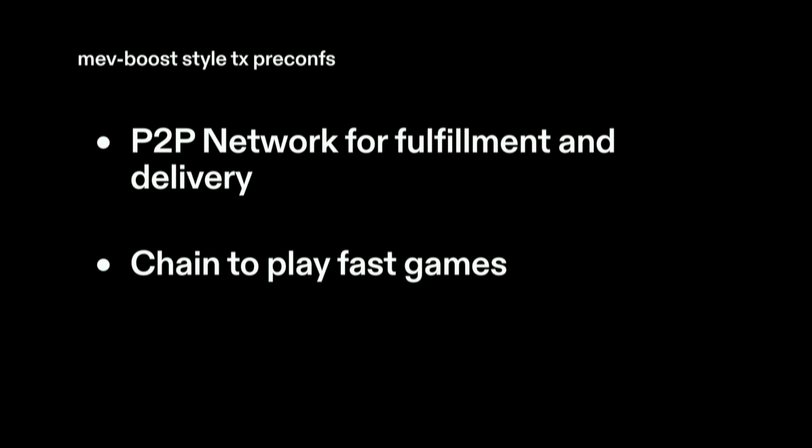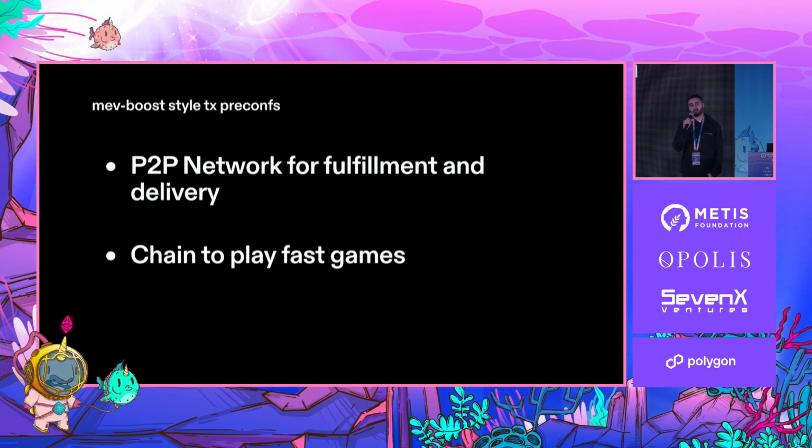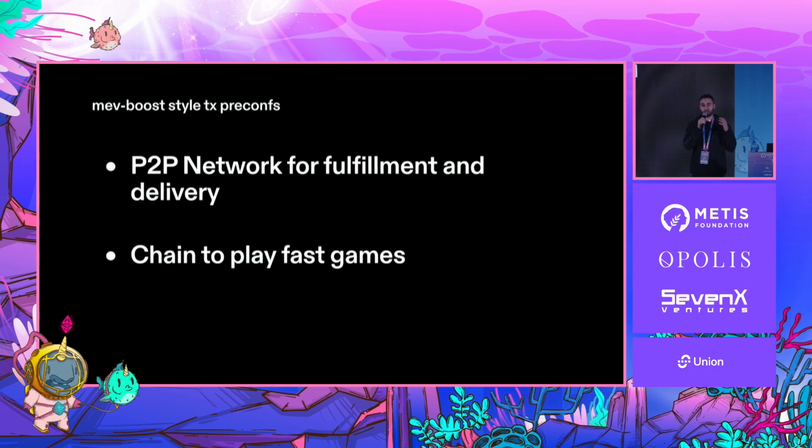One is you need a P2P network for fulfillment and delivery. We don't want to deal with single block builders. We don't want to deal with centralized entities. What we want to deal with as users is a network, and we just send it what we want, and the network replies back to us. We don't want to care what this provider or what that block builder or what this proposer says. We want to care what the network thinks about our transaction and our pre-confirmations.